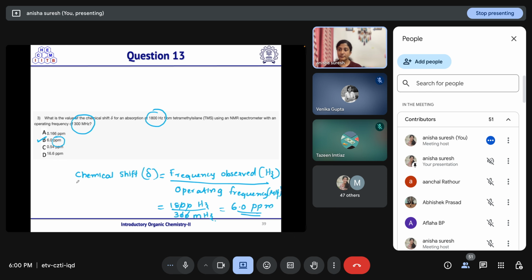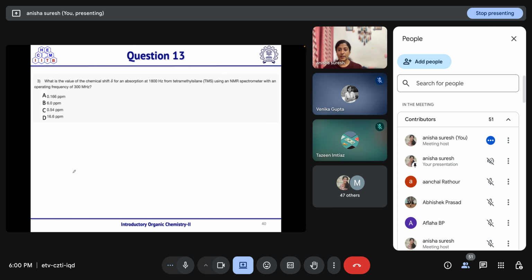Okay. Is it clear? Yes, ma'am. Okay. So you have to memorize the formula for finding the chemical shift, and with that formula only we have solved this question and getting the answer as 6 ppm.